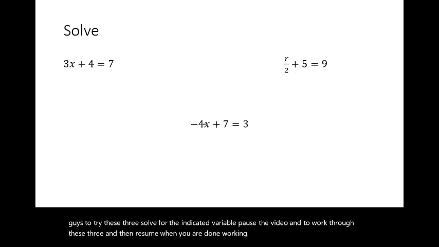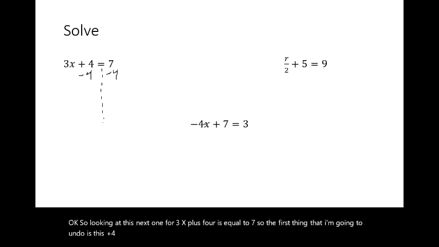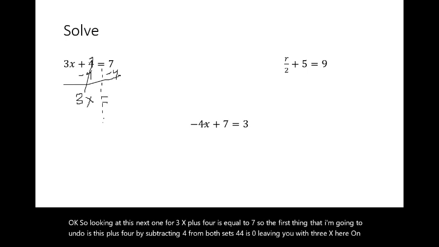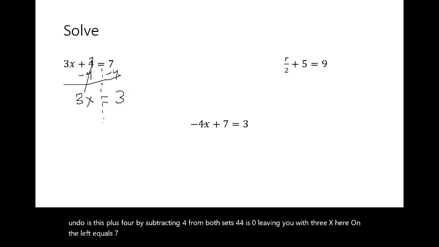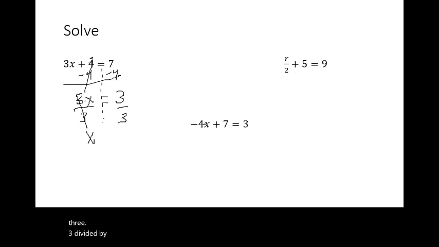Okay, so looking at this next one, 3x plus 4 is equal to 7. So the first thing that I'm going to undo is this plus 4 by subtracting 4 from both sides. 4 minus 4 is 0, leaving you with 3x here on the left, equals 7 minus 4 is 3. Then I'm going to undo this multiplication by dividing both sides by 3. 3 divided by 3 cancels out, leaving you with x is equal to 3 divided by 3 is 1.